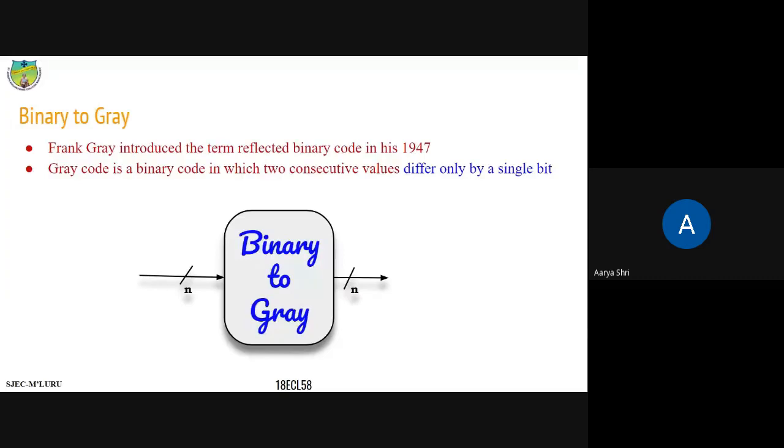Two consecutive values will differ only by a single bit. Even that we will see in the later slides. Now, if you have an n-bit binary code and you are converting it into a gray code, then the gray code will also have n bits. That means an n-bit binary code can be converted into an n-bit gray code. So if you have a 4-bit binary code, then at the output you will get a 4-bit gray code.